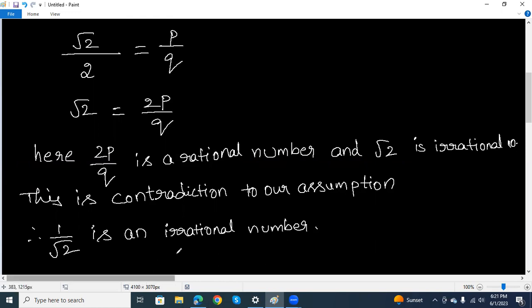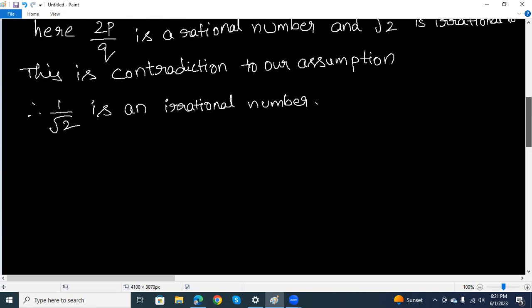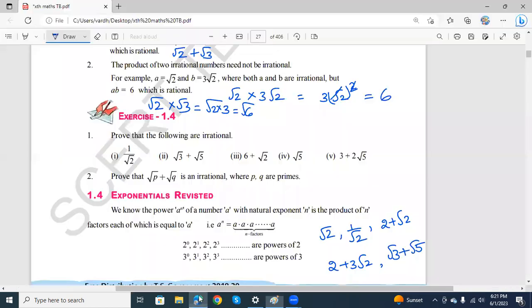Okay. Next question. Root 3 plus root 5. See, when we add two irrational numbers, we will not always get an irrational result, so let's do this second one. Root 3 plus root 5. Same. While proving it is an irrational number, first we will take the contradiction method.